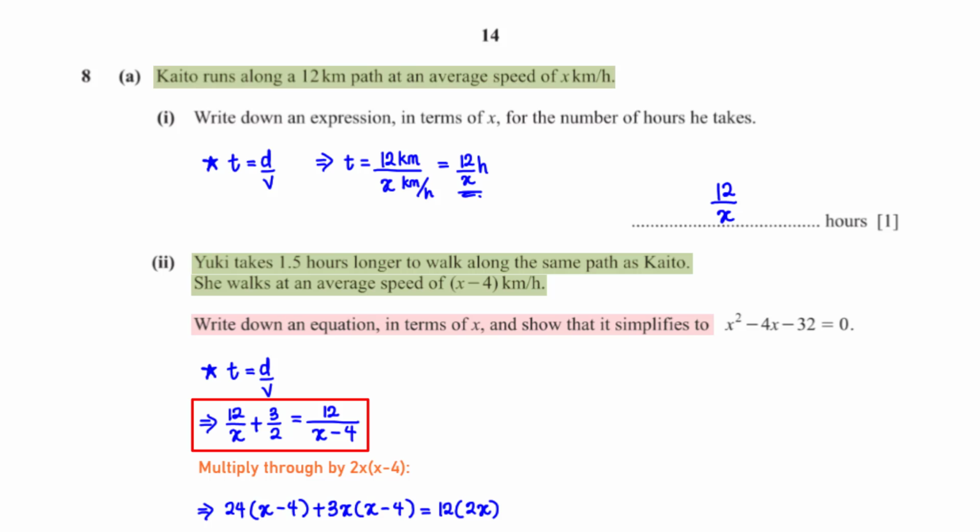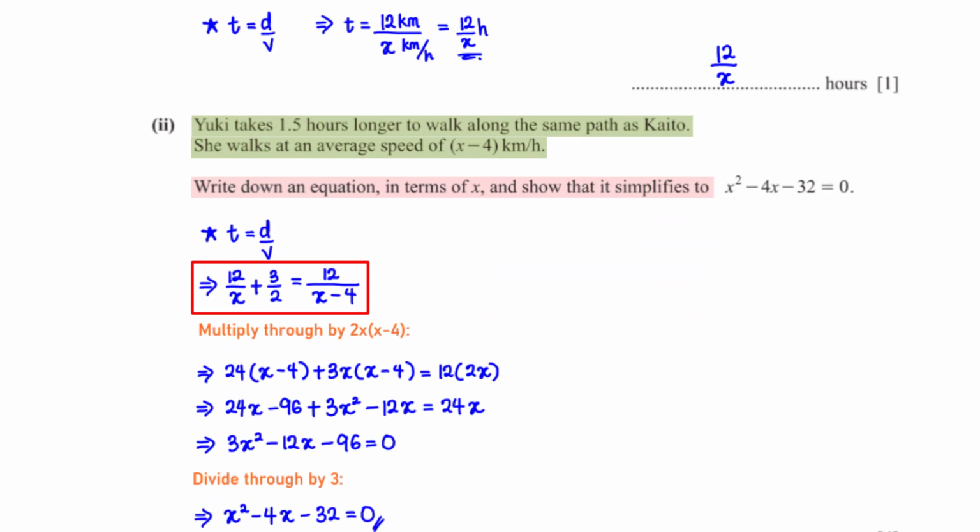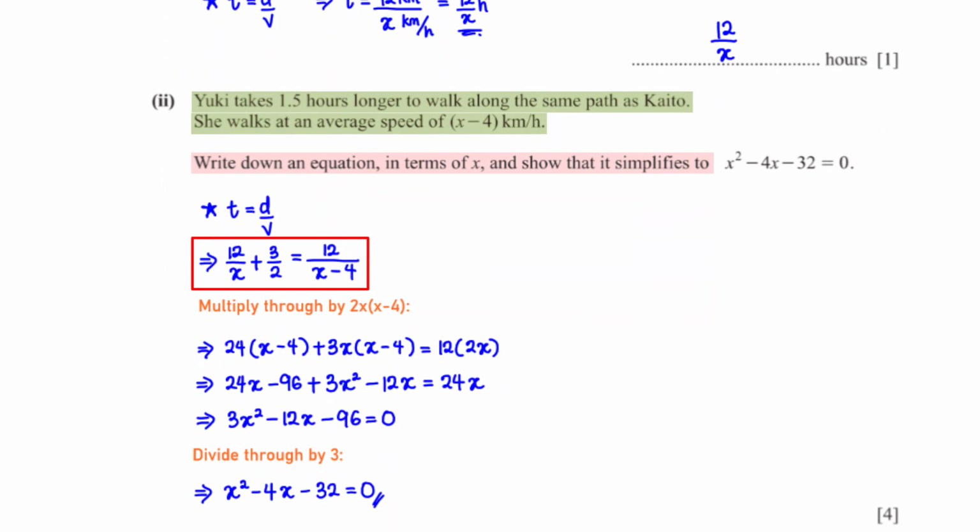Yuki's time is Kaito's time, which is 12 over x, plus 1.5, which is the same as 3 over 2. She covers the same distance as Kaito, which is 12 kilometers, and her speed is x minus 4 kilometers per hour. When we multiply through the equation by 2x times x minus 4, this is what we have.